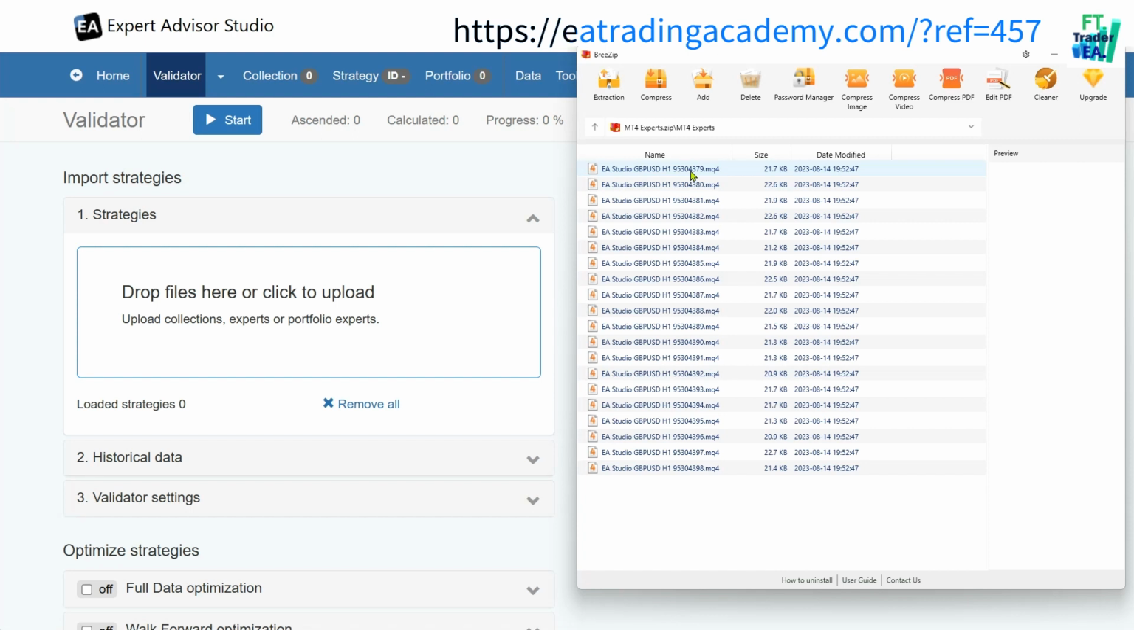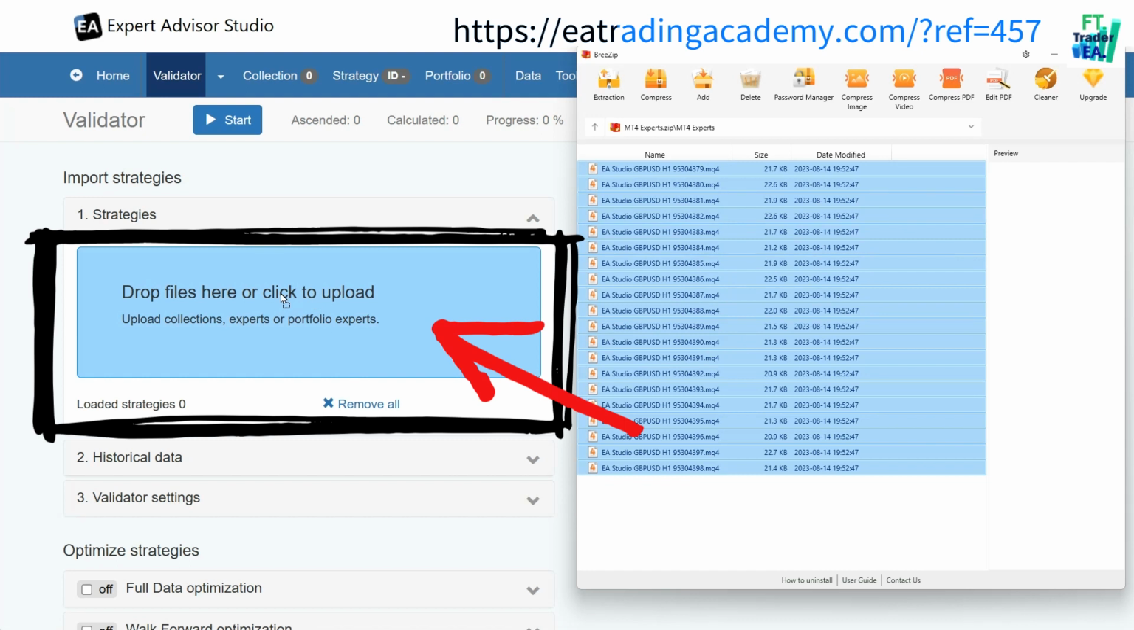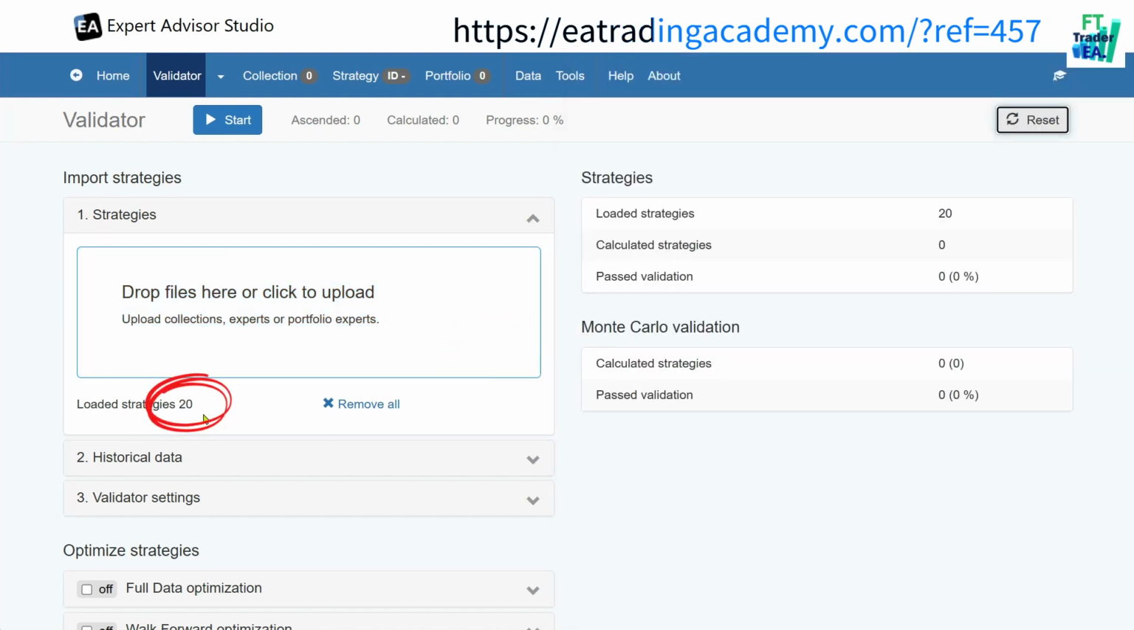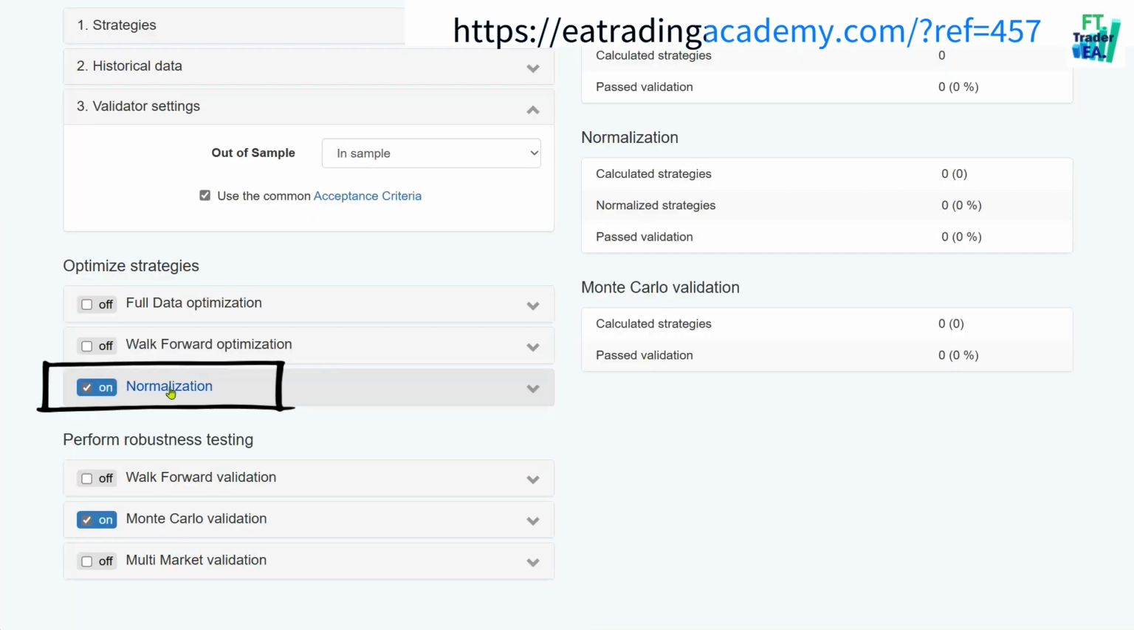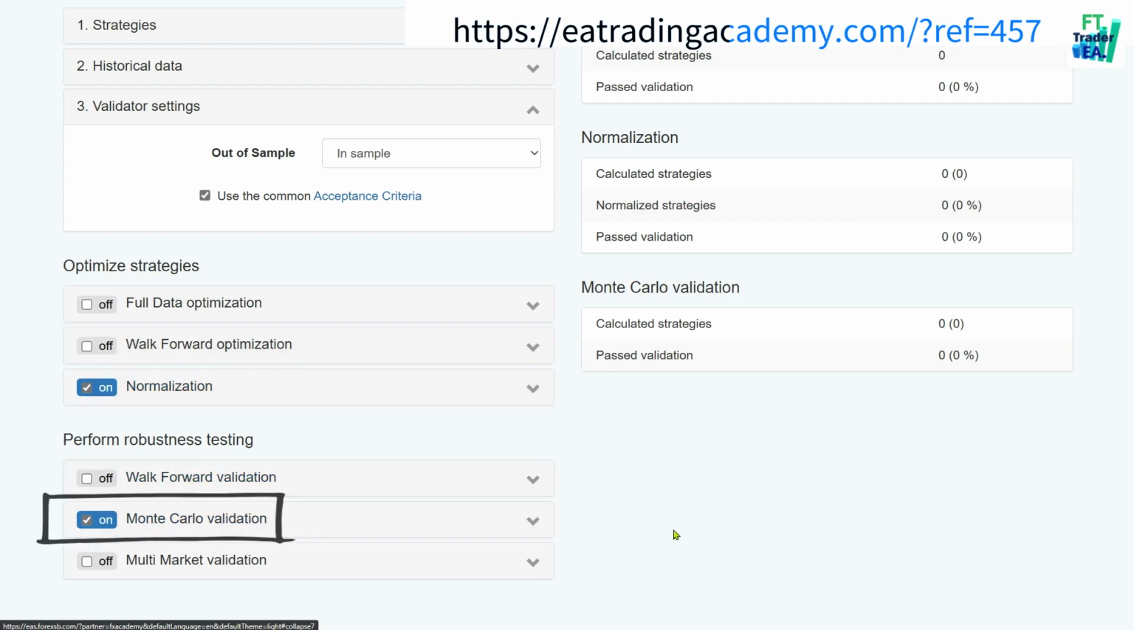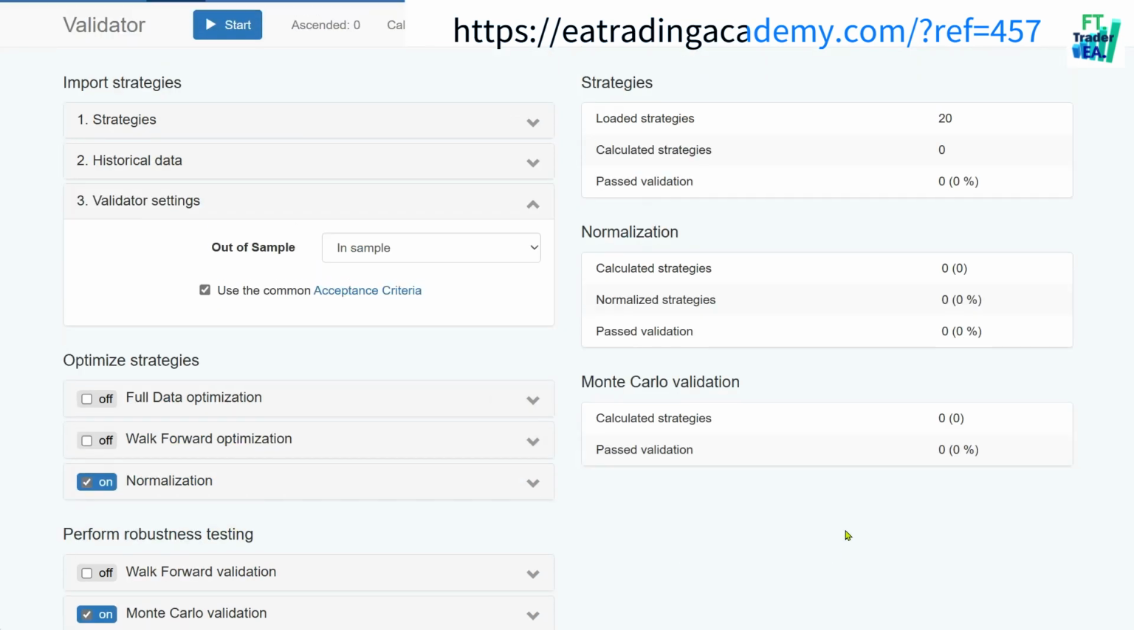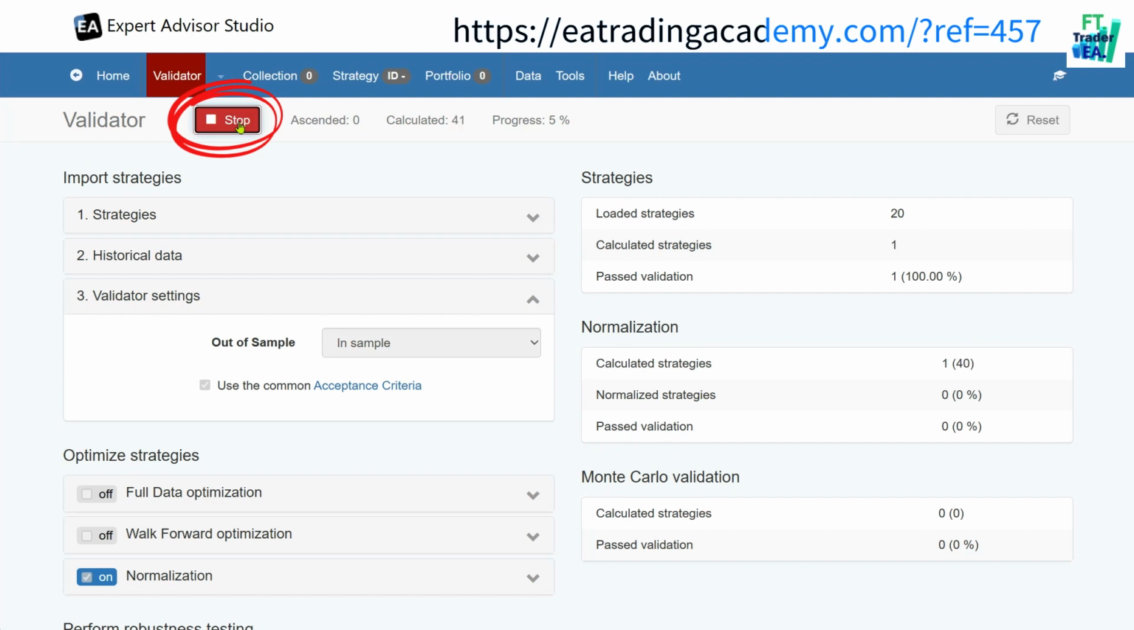Within Expert Advisor Studio, I navigate to the Validator section and effortlessly drag and drop these Expert Advisor files into the designated Strategies area. Since I generated these Expert Advisors a week ago, there have been some updates to historical data, prompting me to reconsider optimization or conduct Monte Carlo robustness validation once again. A simple click on Start sets the process in motion.